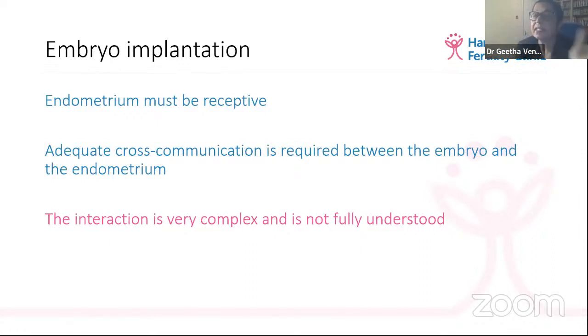Supposing one is against the other, nothing happens, the dialogue doesn't happen well, and then embryo implantation is prevented. It could be, like I said, a problem with the embryo, a problem with the uterus, or some extraneous factors like immunological factors. So this is what we know at present, but the whole thing is so complicated it's difficult to study. And as the years go by, we will have more information about it.